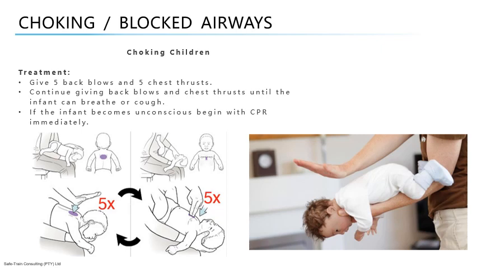Using the heel of your hand, give 5 back blows between the infant's shoulder blades. Be sure to hold the infant's jaw with your thumb and fingers to stabilize his or her head. You must turn the infant back over to give chest thrusts. Place your free hand and forearm across the infant, sandwiching it between your forearms and supporting his or her head. Turn the infant over onto his or her back and place your arm down on your thigh, making sure the infant's head is lower than his or her chest.